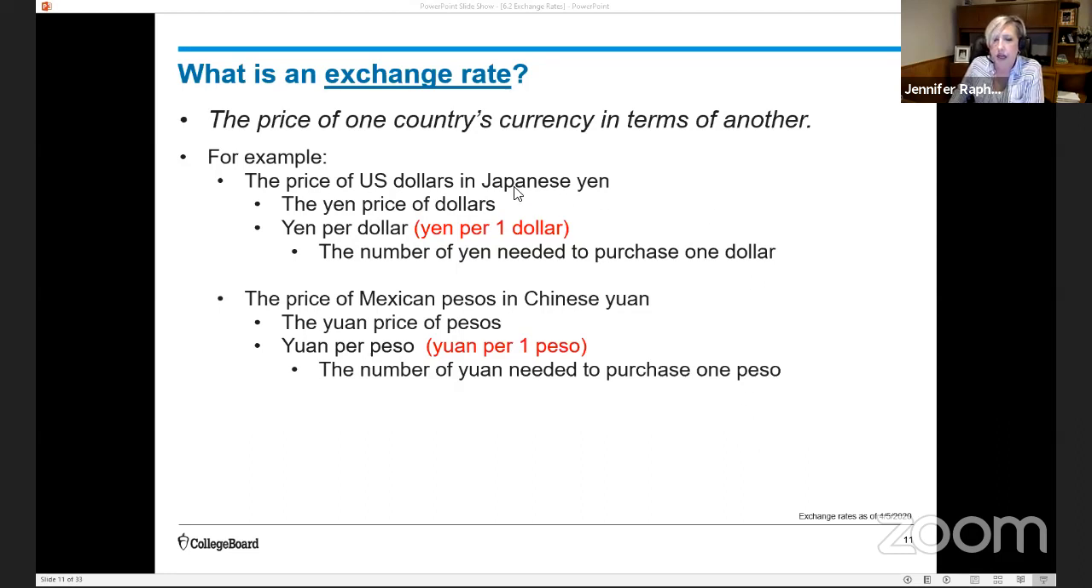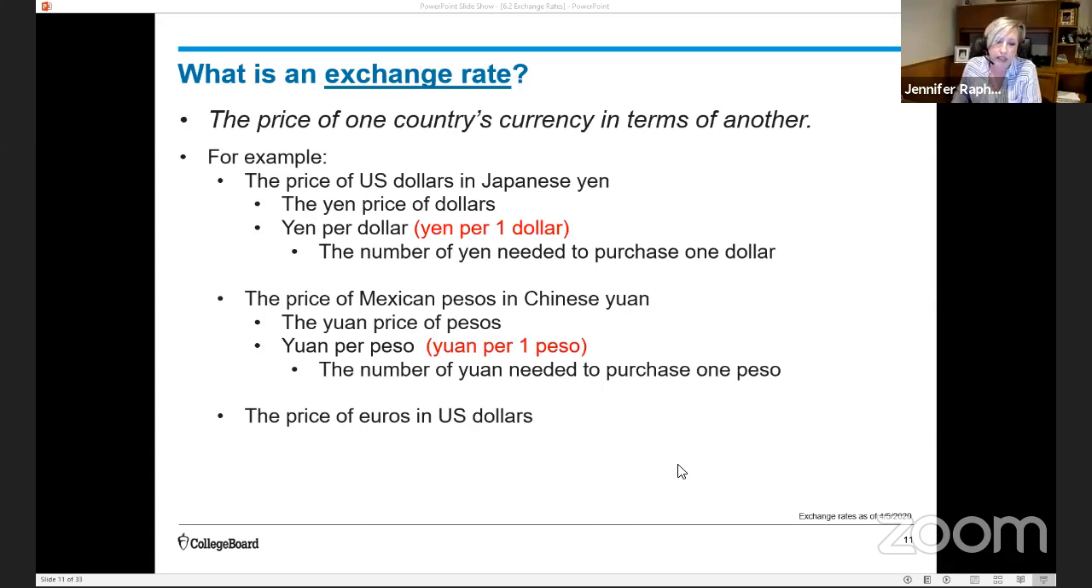All right, so again, these all say the same thing. It's basically how much yen does it cost to buy a dollar? How many yuan does it cost to buy a peso? So you really need to be familiar with the different ways of expressing that verbally or in words so that you can also do so numerically.